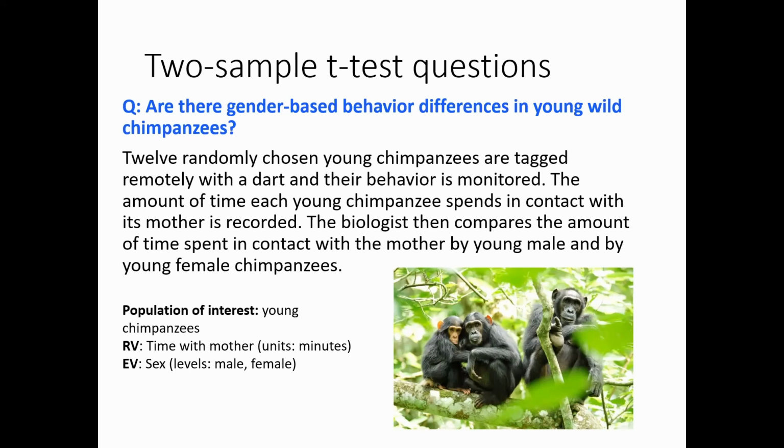A good hint when you're looking for which is the response variable is there'll be units associated with it, right? The response variable usually has some units associated with it. It's the thing you measure. And in this case, the response variable is the time with the mother, and the units are minutes. The explanatory variable is sex, and there are 2 levels, male and female. With a t-test, we always have a numeric response variable and a categorical explanatory variable, and it always has 2 levels.